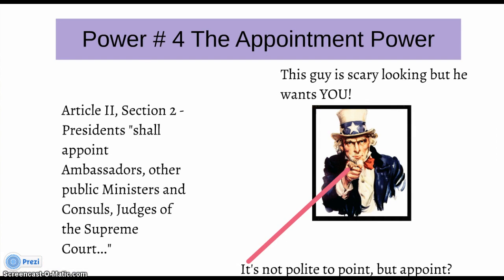Power number 4, the appointment power, and that follows on the heels of the taking care clause. Presidents argue that if they are to take care to execute, that is, administer the laws faithfully, they have to be able to appoint and remove officials who work for them in what is known as the executive branch of government. But the founders, while giving the president the power to appoint ambassadors, other public ministers, consuls, and judges of the Supreme Court, also recognized that they didn't want to give the president free rein or a blank check to hire whomever. So what the founding fathers did was they said the Senate was going to have a role in the appointment process, and that was going to be advice and consent.